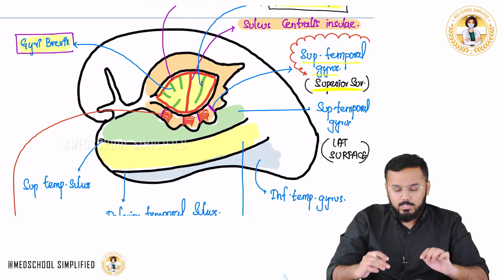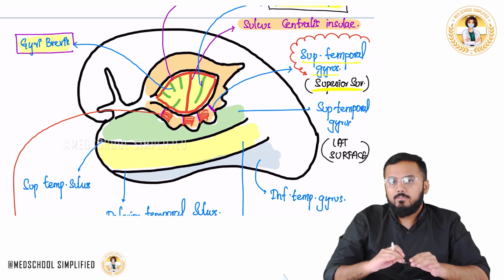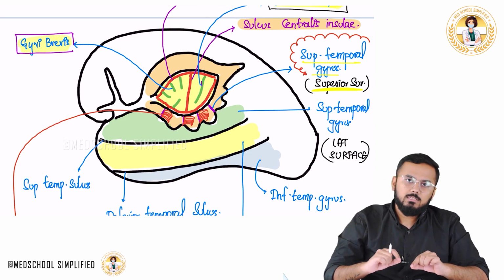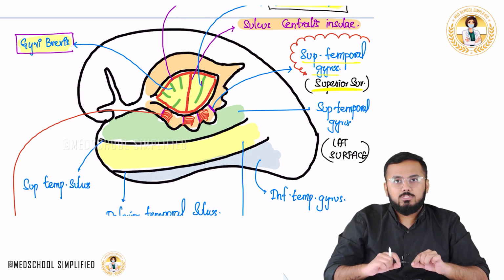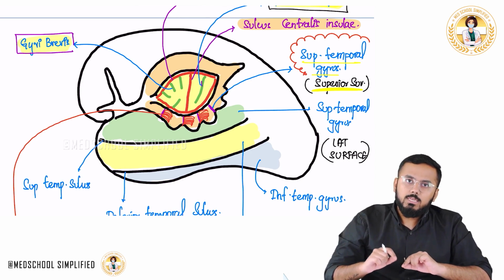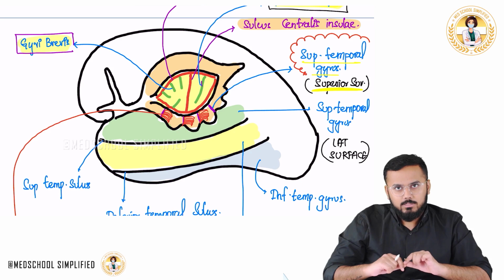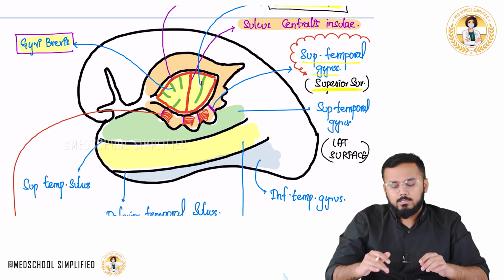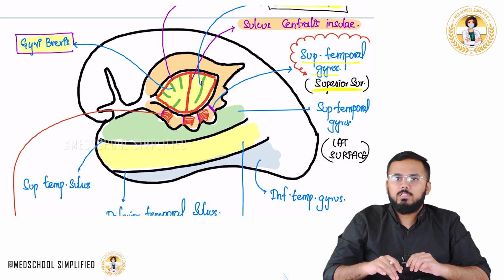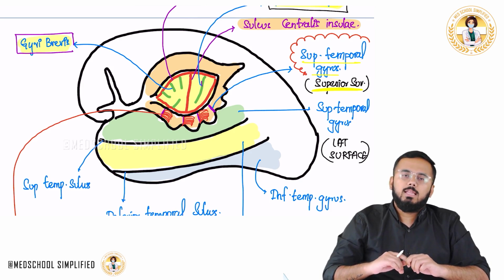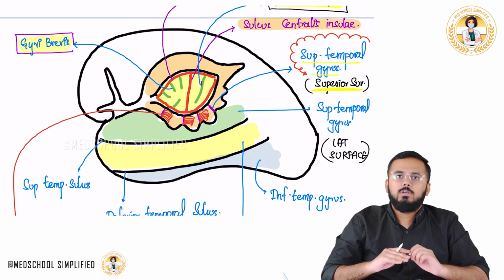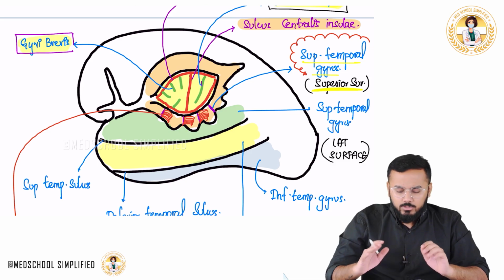So these are the structures that are buried within the lateral sulcus. Exactly speaking, these are the structures that are buried within the posterior ramus of the lateral sulcus. So the topic is structures that are located within the posterior ramus of the lateral sulcus or on the floor of the lateral sulcus. This is all you need to know.